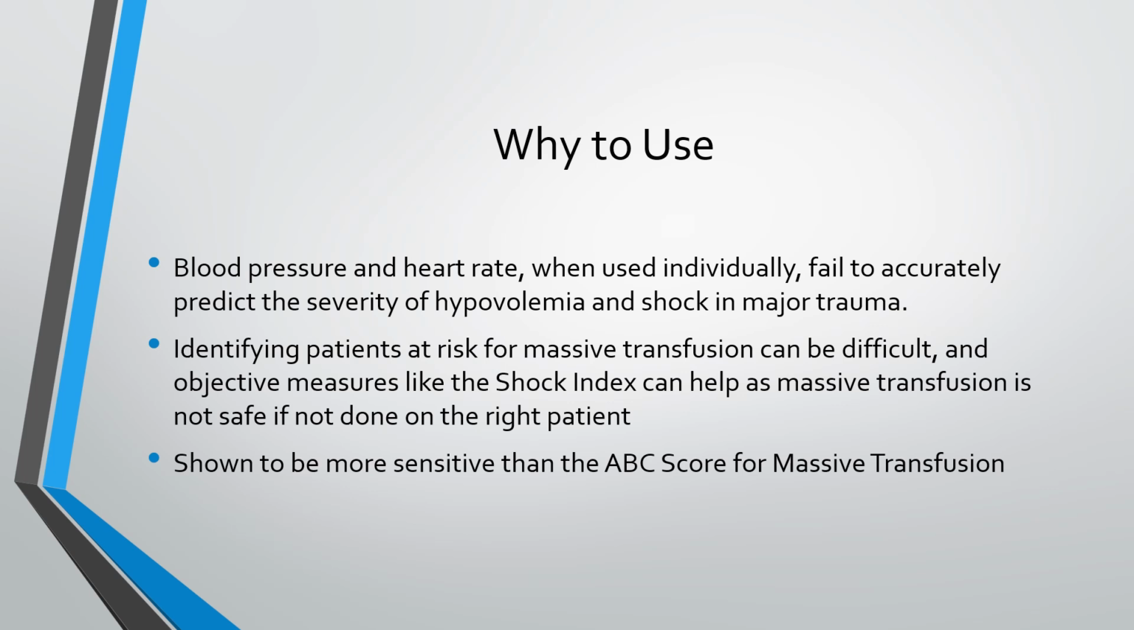Secondly, identifying patients at risk for massive transfusion can be difficult, and objective measures like the shock index can help, as massive transfusion is not safe if not done on the right patient. And lastly, it has been shown to be more sensitive than the ABC score for massive transfusion.